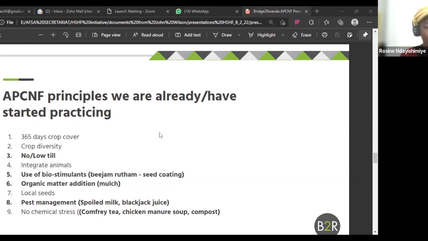Lastly, for no chemical stress, I already shared some of the things that we have done. Thank you so much for the compost and more, but farmers are still reluctant about whether this can really replace the NPK or the DAP fertilizers that they are using.